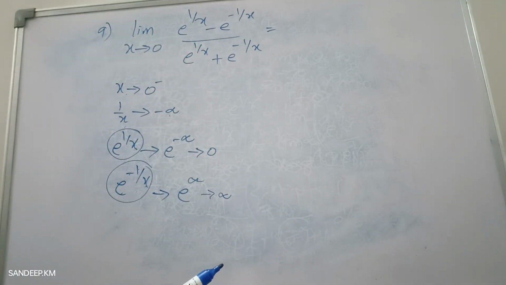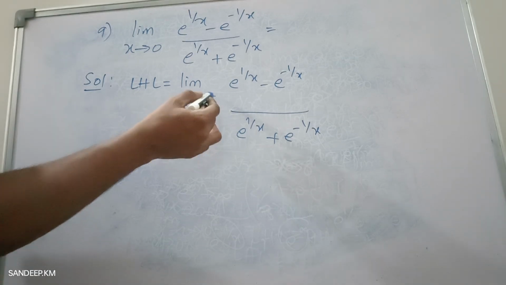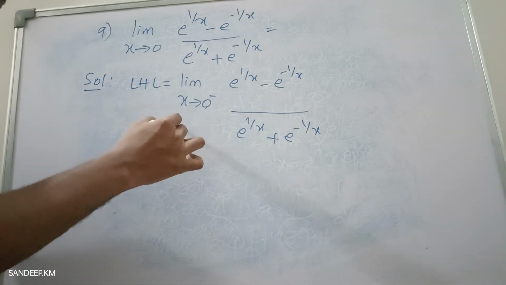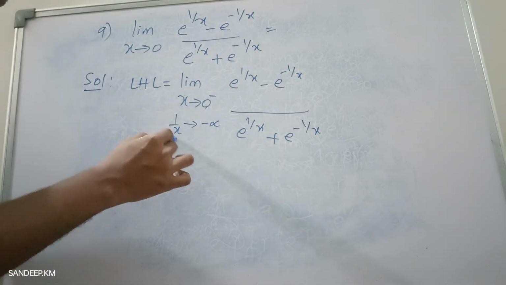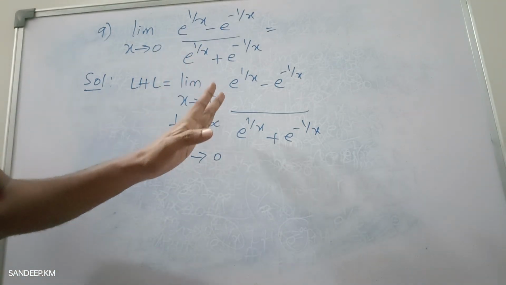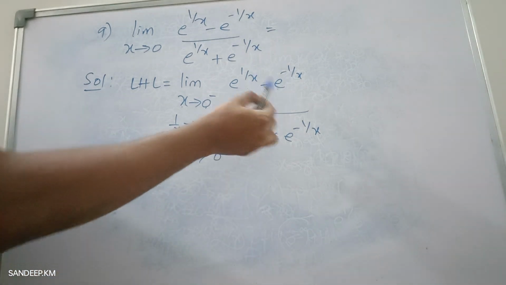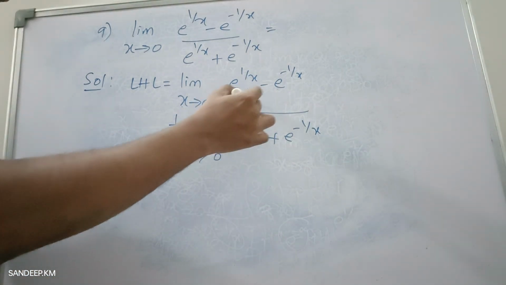Okay, let us see LHL. So as I discussed already, when x is approaching 0 from the left side, 1 by x is approaching minus infinity and e power 1 by x is approaching 0. E power 1 by x only should be there. So what I will do is divide the numerator and denominator with e power minus 1 by x.